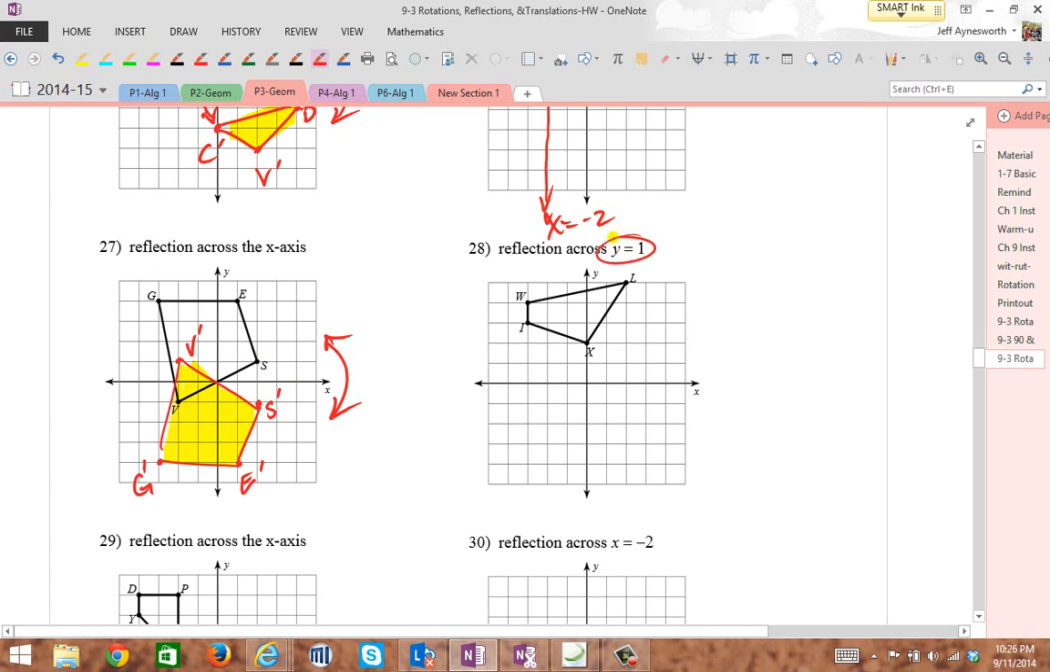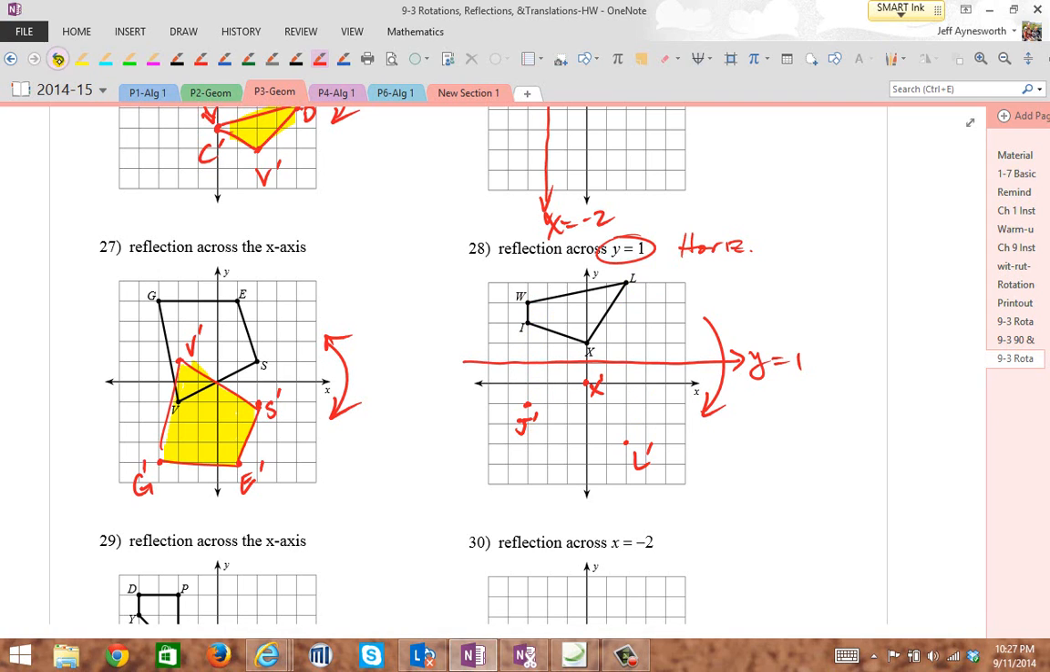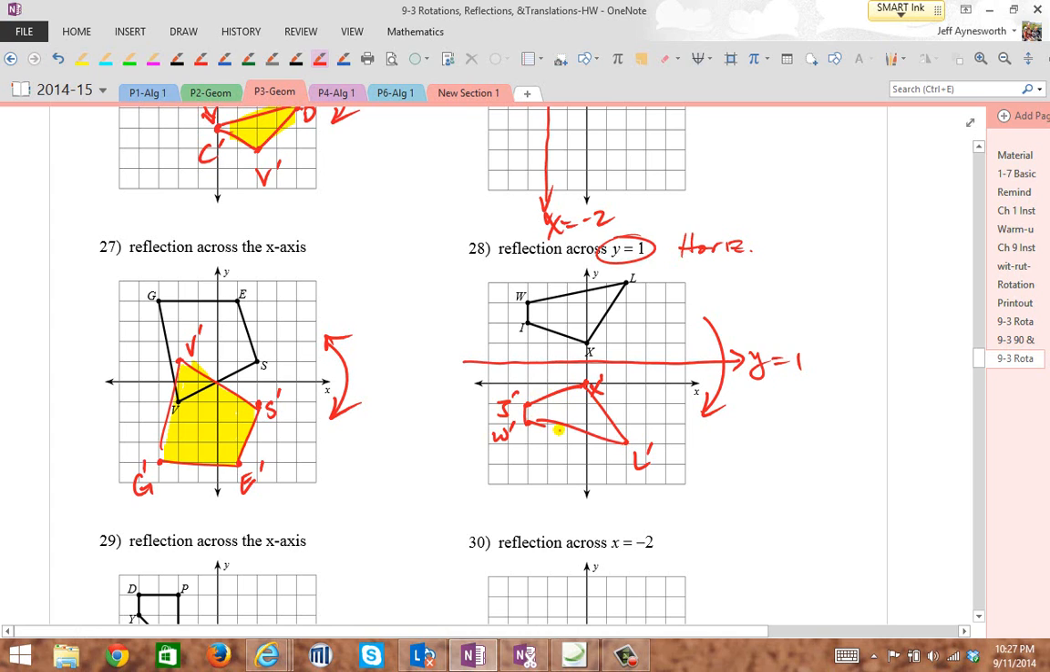All right. Y equals 1, another horizontal line here at 1. Okay, so here's y equals 1, and it gets reflected on the other side. So if it's above, then the image is below. So go 4 units below, right about here, L prime, X prime, J prime, and then maybe J prime here, W prime here, so you can see them better. Okay, there's your image.